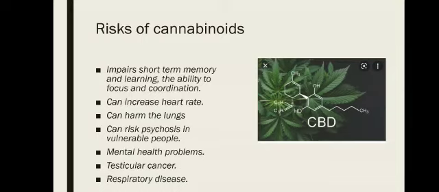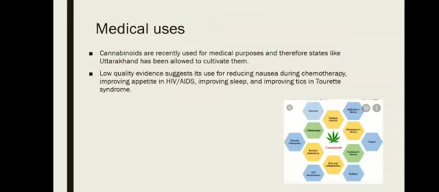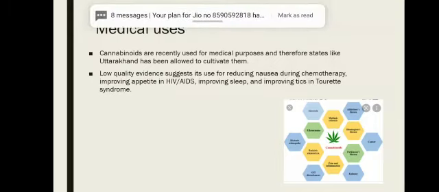Testicular cancer, respiratory disease, and mental health problems are other examples of risks of using cannabinoids. Cannabinoids are recently used for medical purposes, and therefore states like Uttarakhand have been allowed to cultivate them. It is now legal in some states for medical and recreational use.